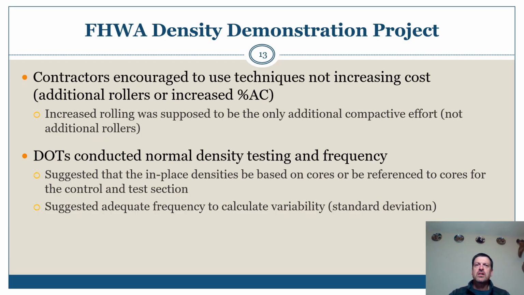And basically contractors were encouraged to use techniques that didn't add significant cost. So in other words, not adding a roller, but rather adding passes with a given roller. And then the DOTs went ahead and performed their normal acceptance testing, whatever that testing method was and frequency. And it was encouraged that cores be taken and used as a basis for density, or if not, that they at least be referenced.